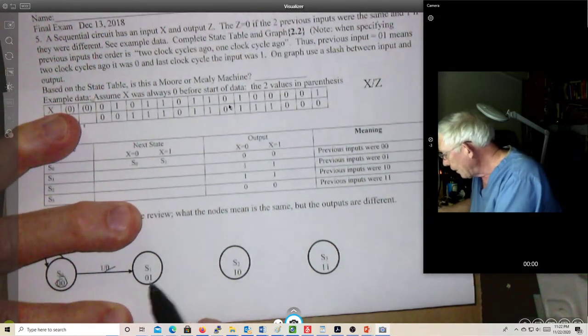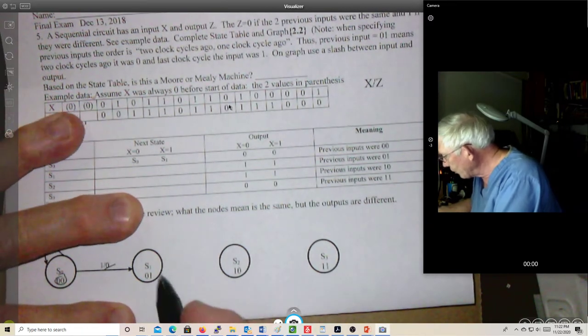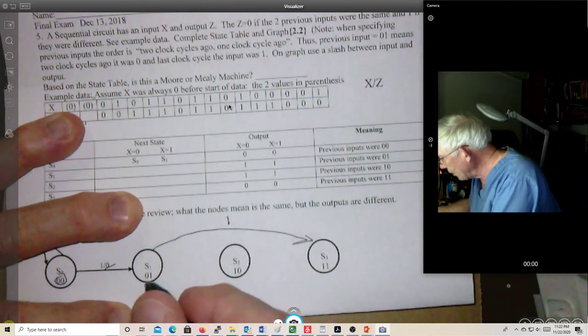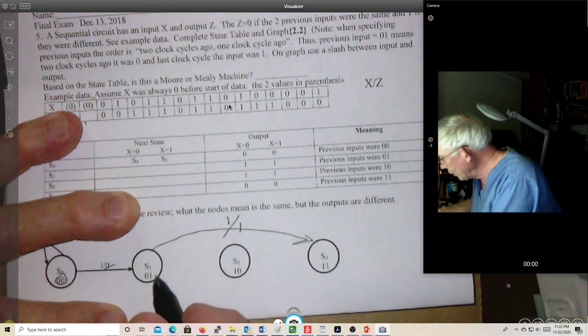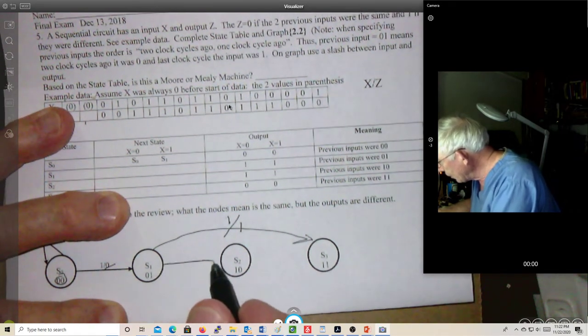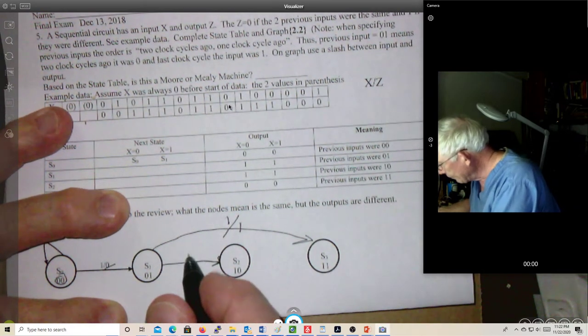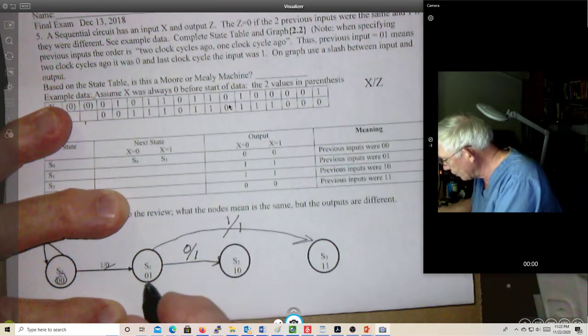Now here, if we get a 1, the two previous inputs are going to be 1, 1. But because these are different, we're going to output a 1. Now if we get a 0, then we're going to go here because then the two previous inputs will be 0, 1. So on a 0, and we're going to output a 1 because these are different.